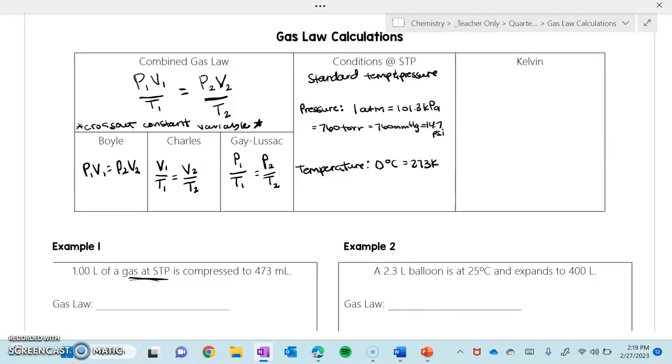And Kelvin is what we will always use to plug in for our temperatures in these gas law problems. So just a little note here to remind you, add 273 and you will get Kelvin. And that's 2 degrees Celsius.